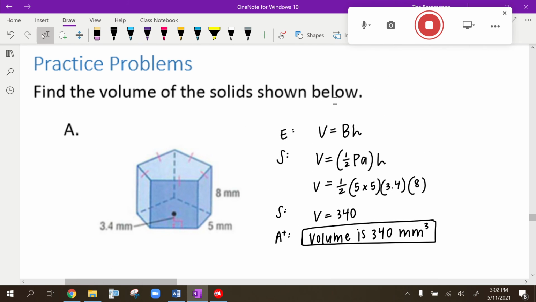Alright, here's the answer for A. Hopefully you remember that to find the area of a regular polygon, you take 1/2 the perimeter times the length of the apothem. Remember, the apothem goes perpendicular to the side from the center. It's that segment there. And I knew this was regular because it has all the sides marked congruent. So that's how I knew I could use this formula to find the area of the base.